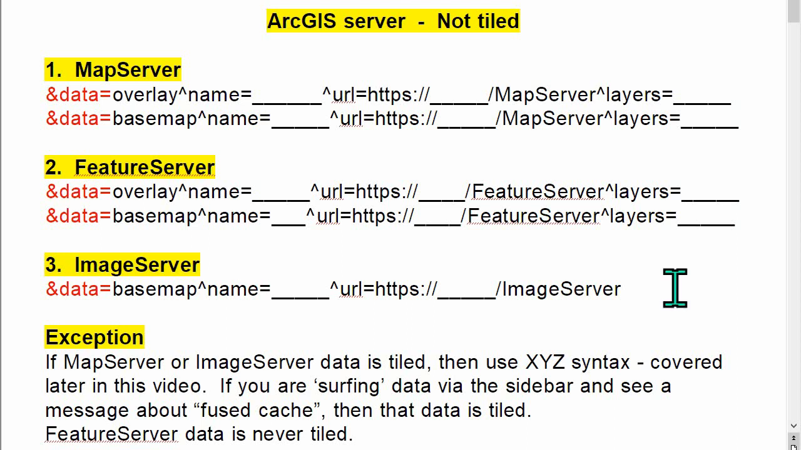There is an important exception to the above syntax. Map server and image server data is sometimes stored on the ArcGIS server as pre-made map tiles at different zoom levels. You should use XYZ syntax to display tile data since 1. The data will appear on the map faster, and 2. Using XYZ syntax will place less load on the server. XYZ syntax will be covered later in this video. This exception does not apply to feature server data since that data is always delivered to your screen as coordinate data and not as images.